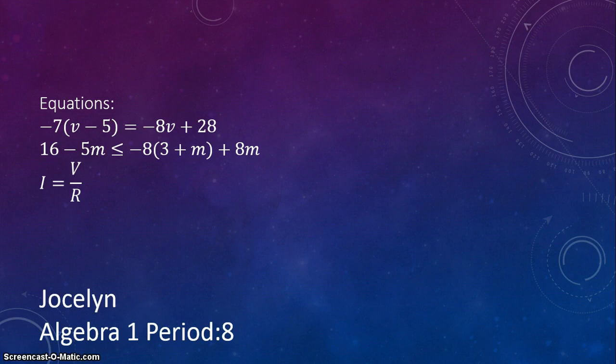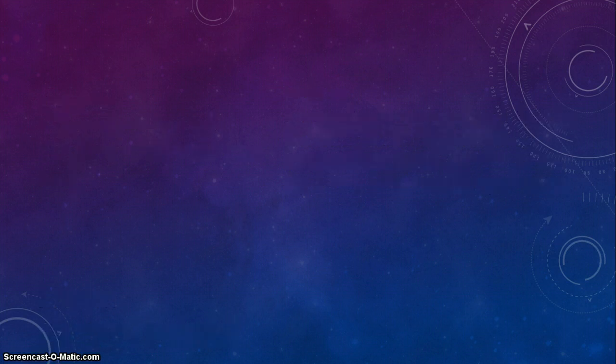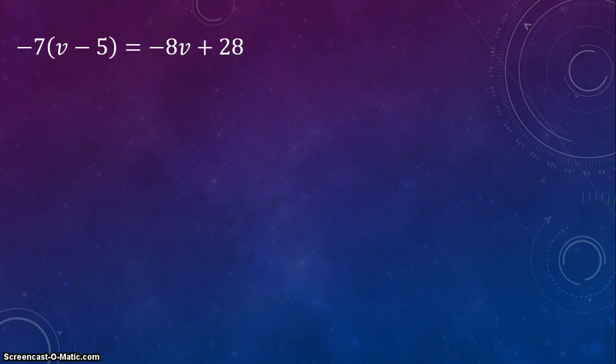My explanation of the difference between an equation, a literal, and an inequality is that an equation has an equal sign, a literal is just letters, and an inequality has a greater than, less than, greater than or equal to, or less than or equal to sign. My first problem is -7(v - 5) = -8v + 28.